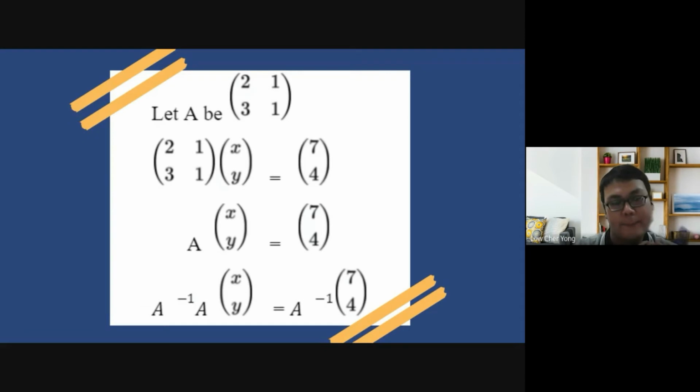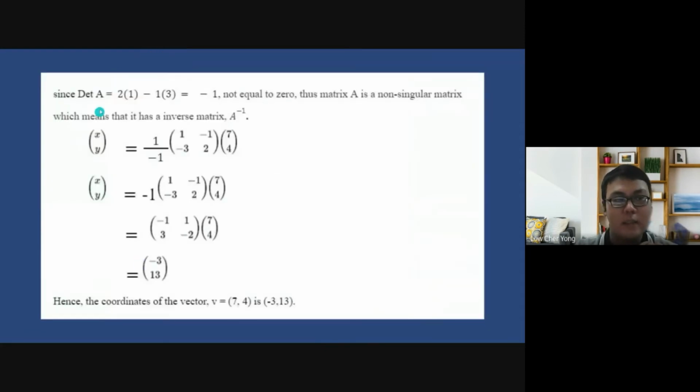Next, since the determinant of A is equal to -1, which is not equal to 0, the matrix A is a non-singular matrix, which means that it has an inverse matrix. So for the equation above, x y equals the inverse of A multiplied with the matrix 7, 4, we get the value of x equal to -3 and y equal to 13. So the coordinates for the vector v equal to 7, 4 are -3 and 13.